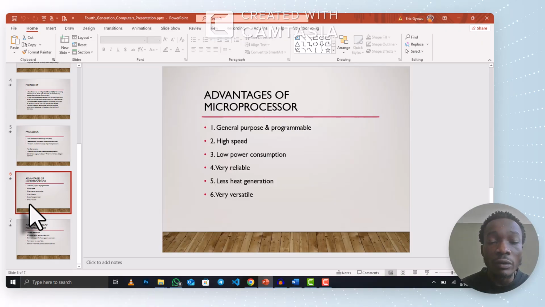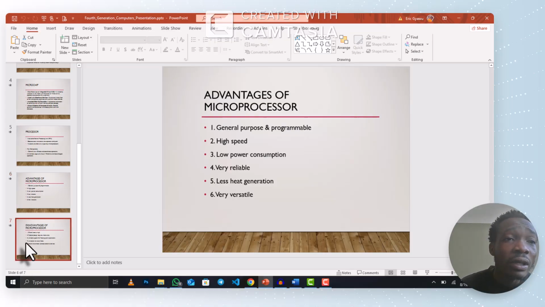When you say the advantages of microprocessor, we have general purpose and programmable. It's high speed. It has low power consumption. Then it's very reliable. It has less heat generation.